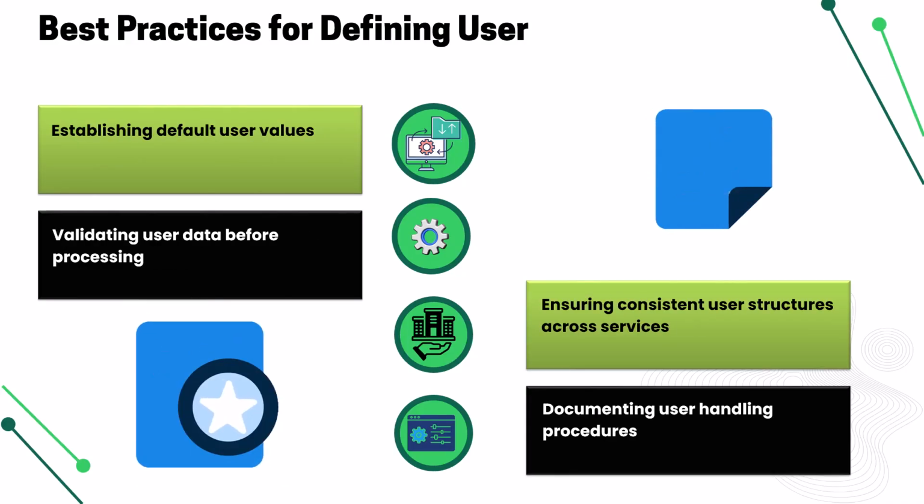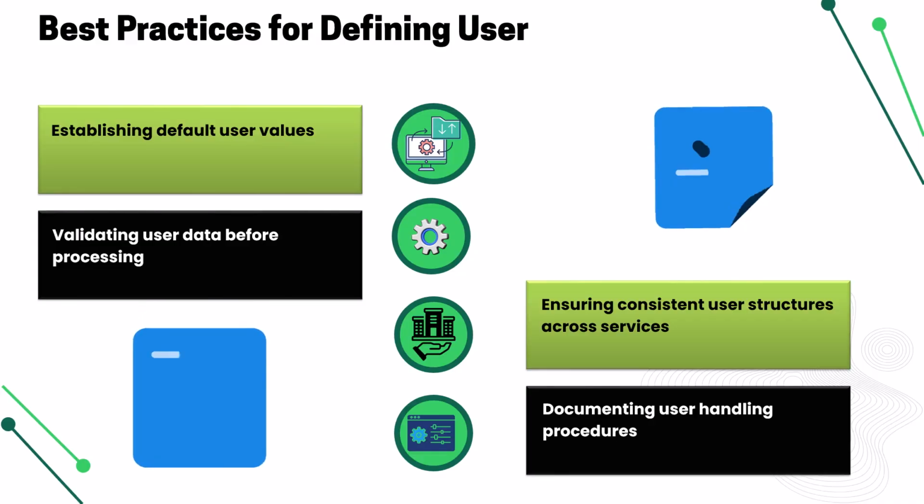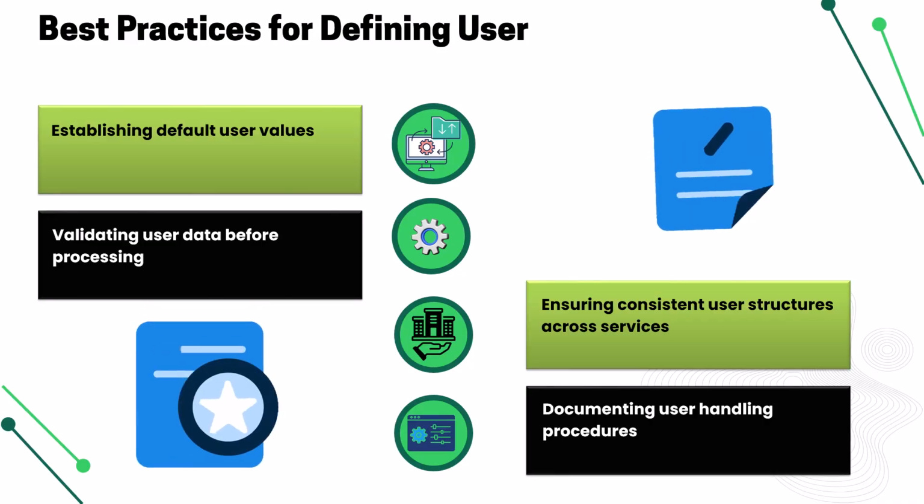A well-defined user is a happy user. Defaults keep things moving, validation avoids surprises, and consistency brings harmony across services. Think of it like baking. The right recipe keeps your cake system from collapsing.